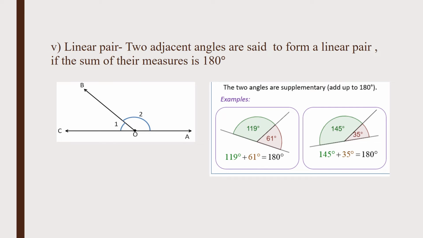Linear pair. Two adjacent angles are said to form a linear pair if the sum of their measures is 180 degrees. Here we can see two angles, angle 1 and angle 2. They are adjacent angles with a common vertex O and a common arm OB. The non-common arms OC and OA are on the opposite sides of OB. Here we can see angle 1 plus angle 2 is equal to 180 degrees. Therefore, we can say this angle 1 and angle 2 form a linear pair.